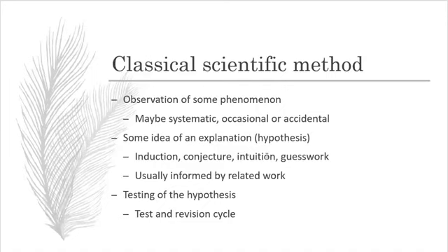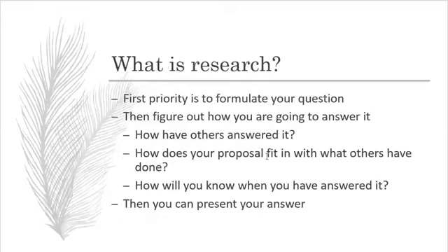Now, there are different kinds of research that are conducted. Among them, one of them is the classical scientific method. Here, basically, what you do is that you observe a particular phenomenon, and sometimes it may be systematic, it may be occasional, or it may be accidental. You observe that particular phenomenon, and from here, this may be correlated with the first question that you have. Okay, how do you formulate your question?